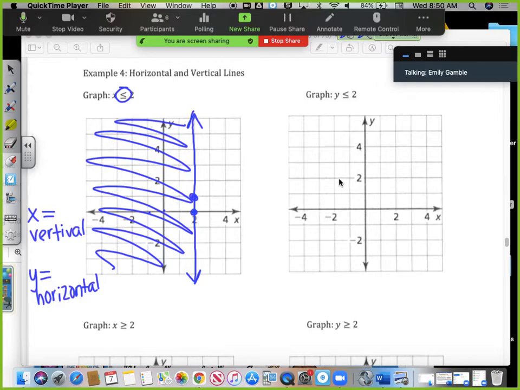Okay, and now the complete opposite. Now we're looking at y is less than or equal to 2. So now we have to remember anytime it starts with y, it's a horizontal line. So we go to the y-axis and we make a point at 2. To help us remember that it's a horizontal line, I'm just going to make another random point next to it to show that it's going to be horizontal.